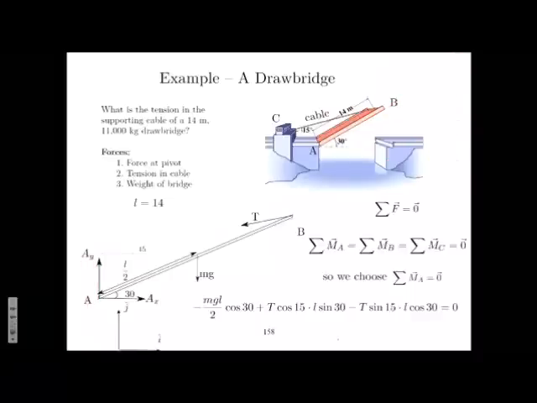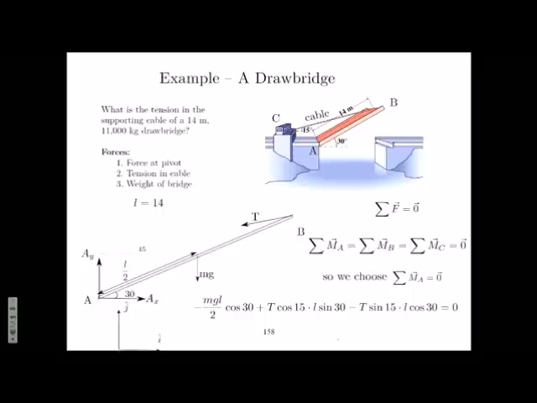Okay, another example. This is an example of a drawbridge. The question is, you have this drawbridge over here, and you can see this is the platform that you are trying to lift. It's connected with a cable at one end, and it is hinged at point A because this is allowed to rotate, so point A has to be a hinge.